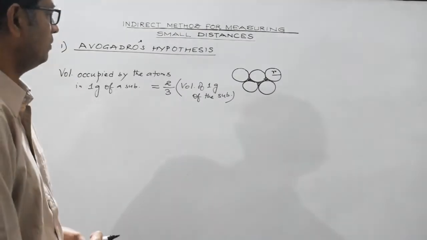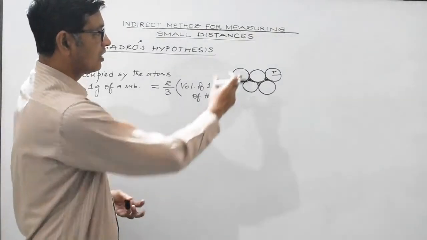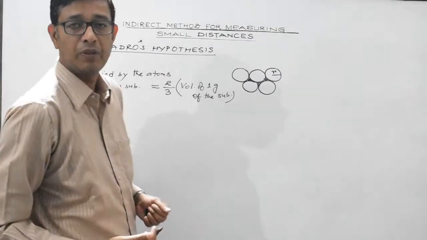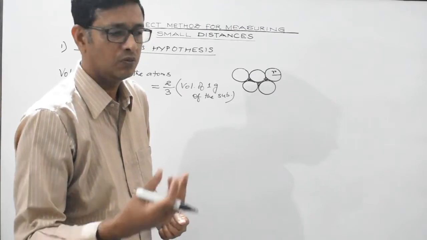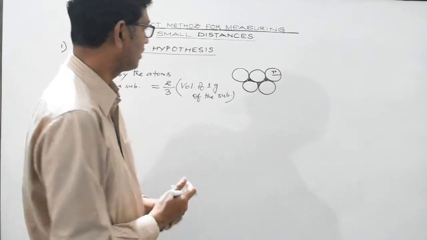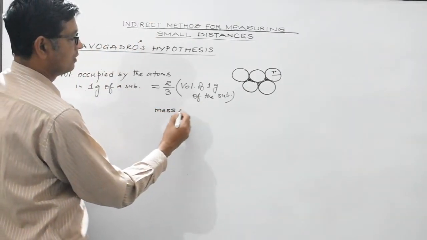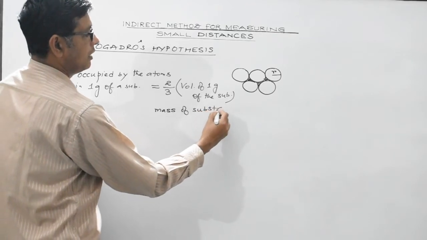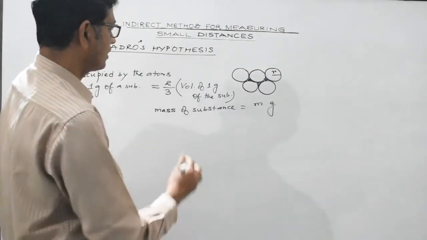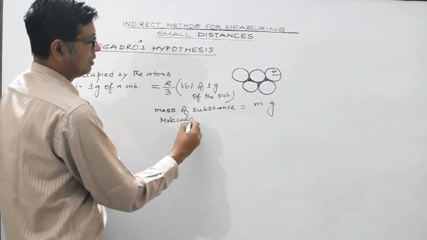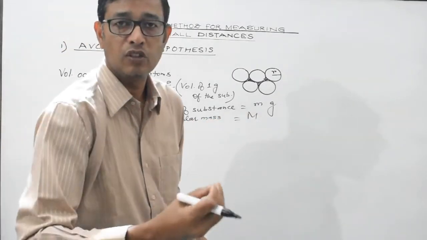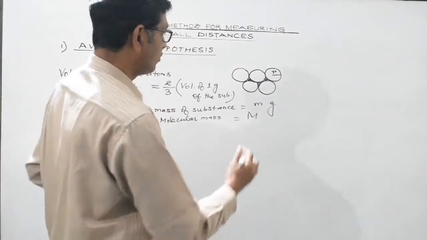So let's do it. We consider an atom. Suppose its radius is r, then the volume of an atom would be given by 4/3 pi r cube. That's the formula for the volume of a sphere, isn't it? Now let us consider a substance of mass m gram, right? Also let its molecular mass be capital M. And we are aware of the concept of Avogadro's number, isn't it? It is equal to N.